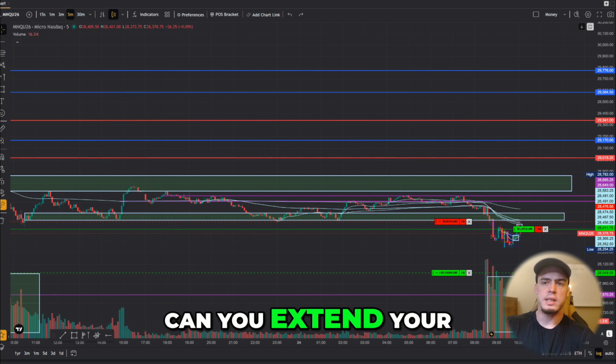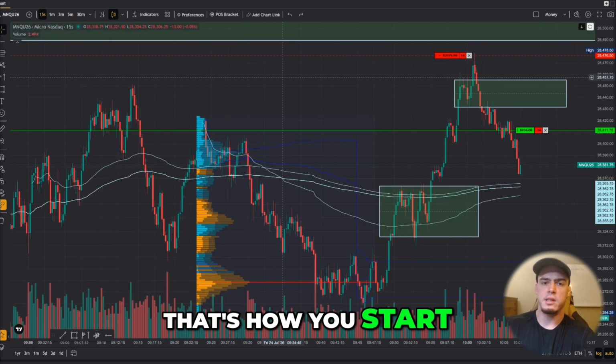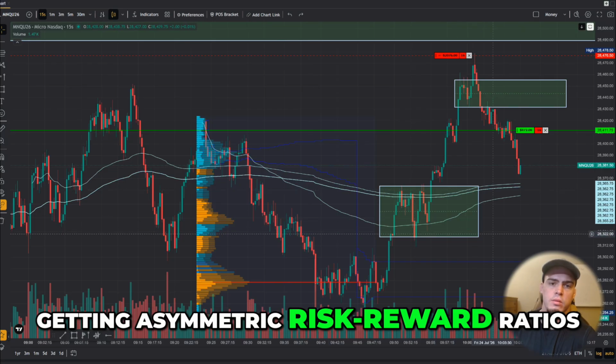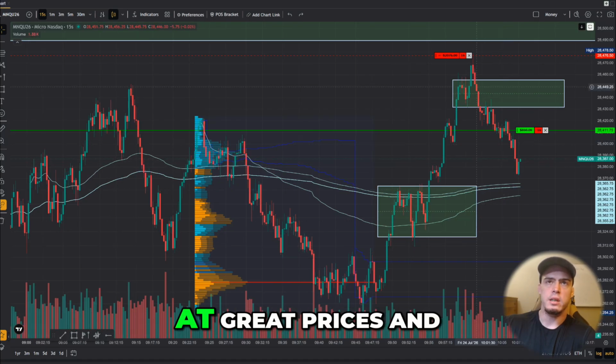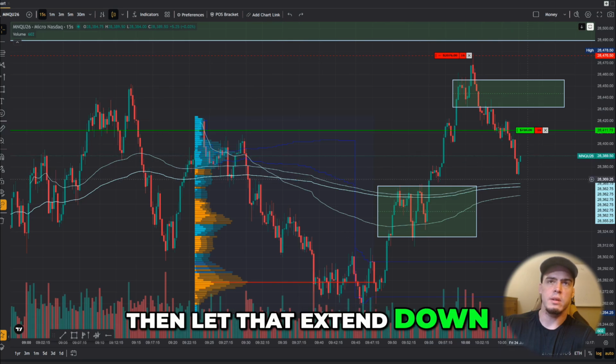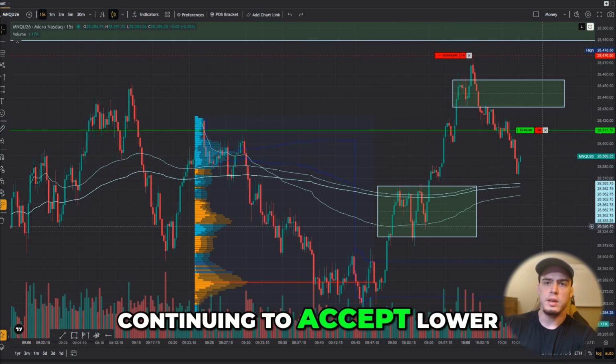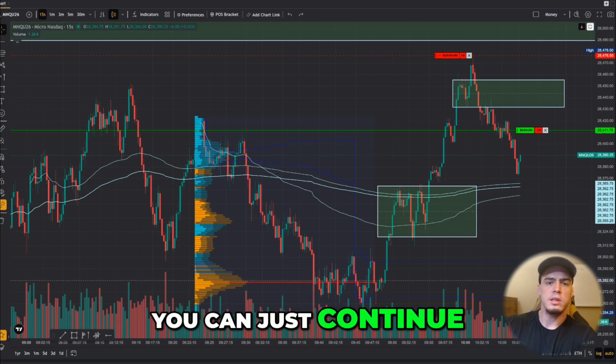Can you extend your risk reward based on these short-term entries for that? That's how you start getting asymmetric risk reward ratios, is when you enter at great prices and see short-term confirmation and then let that extend down as these are rolling over. Actually, is price continuing to accept lower? And then if so, yes, you can just continue to hold it.